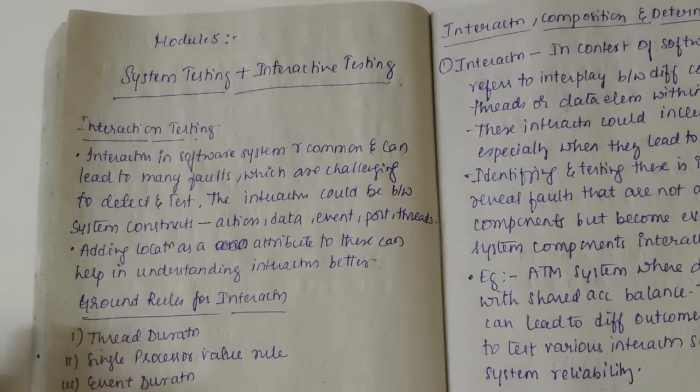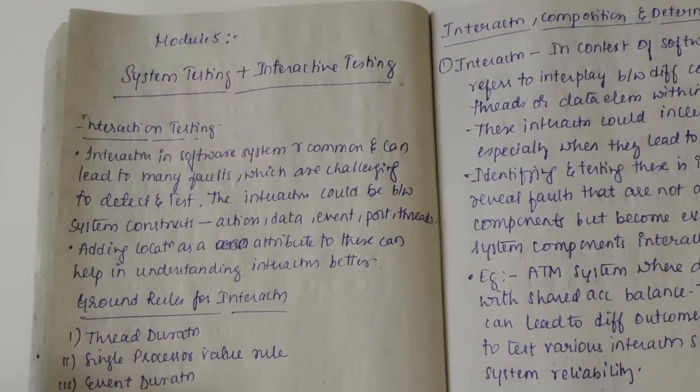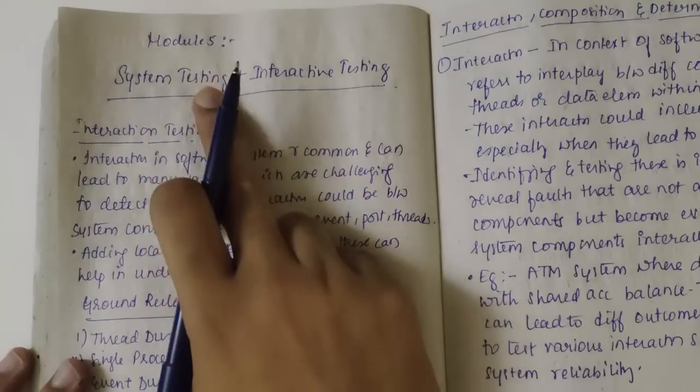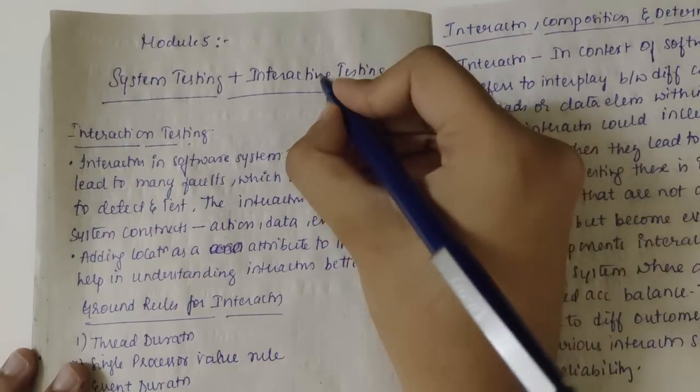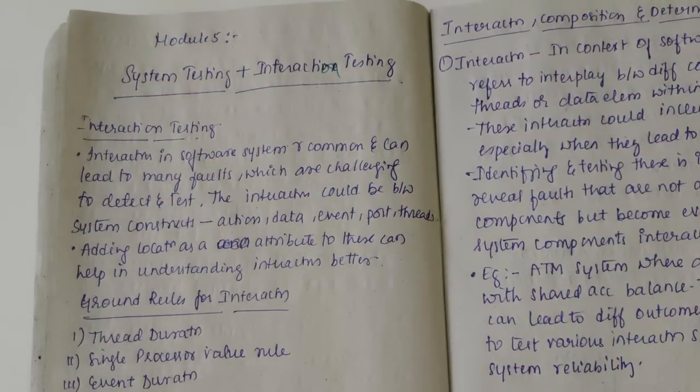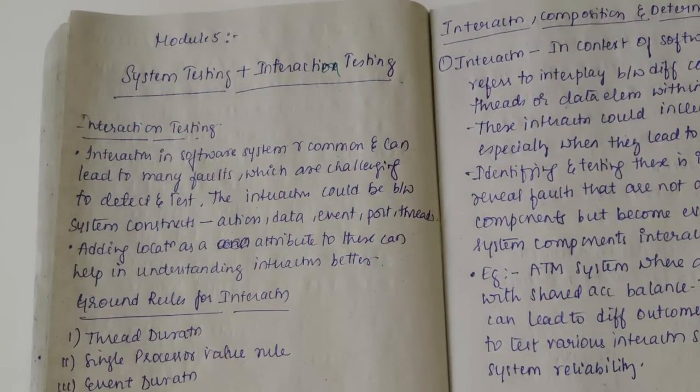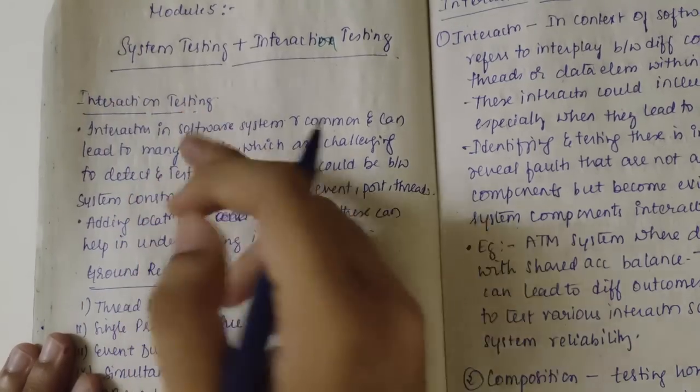In this video, we'll be looking into the fifth module of the software testing subject. There are two chapters here. The first one is system testing and interaction testing. Firstly, we'll start with interaction testing because the topics here are pretty limited and also easy scoring topics. So, starting with interaction testing.